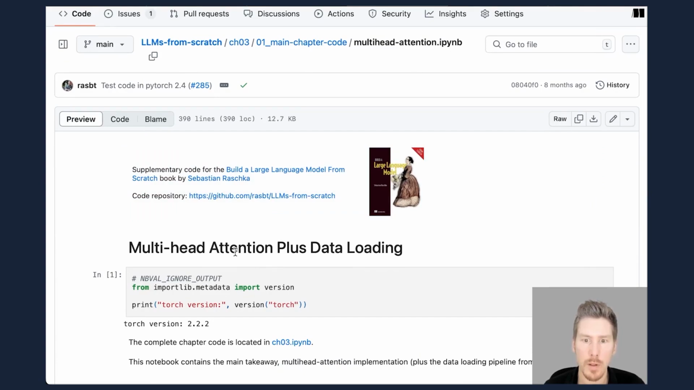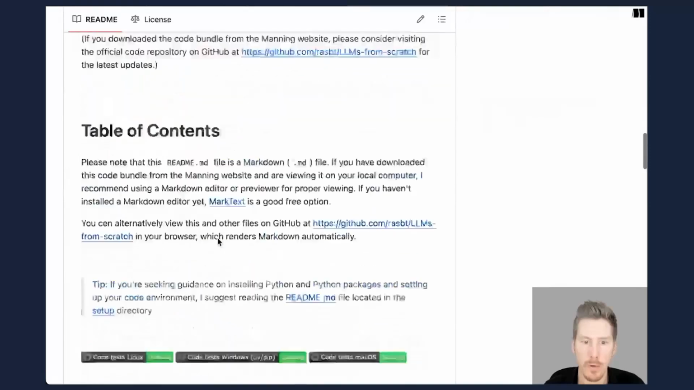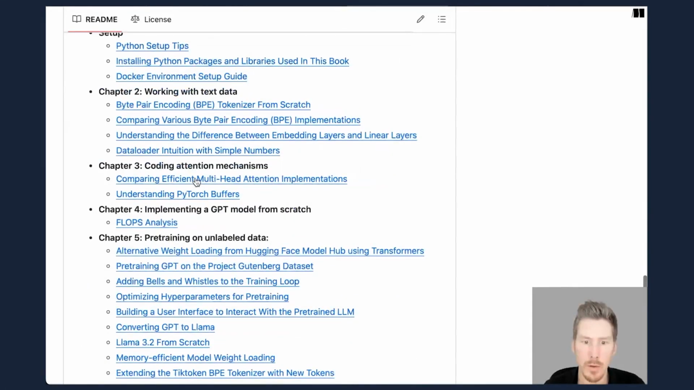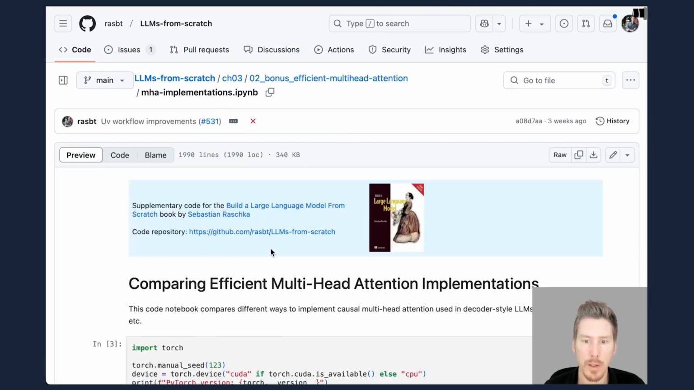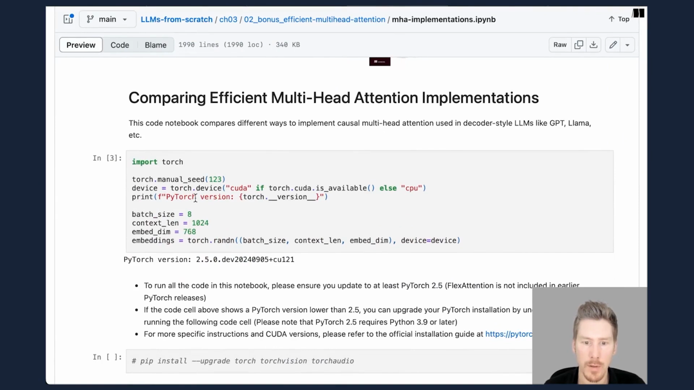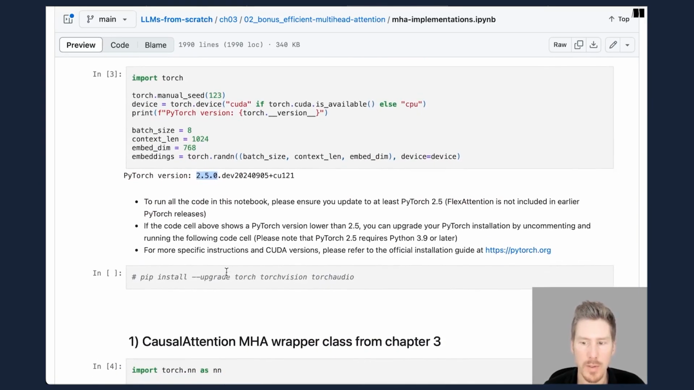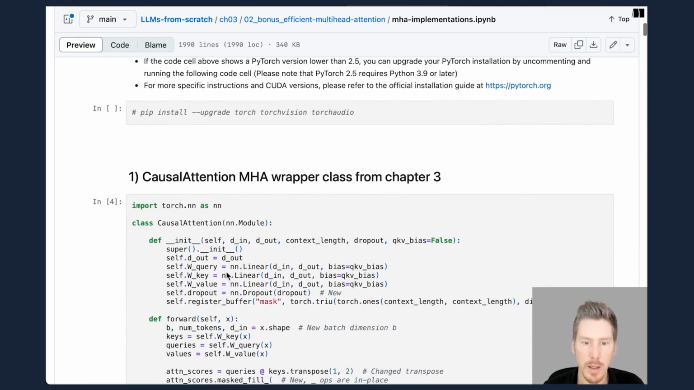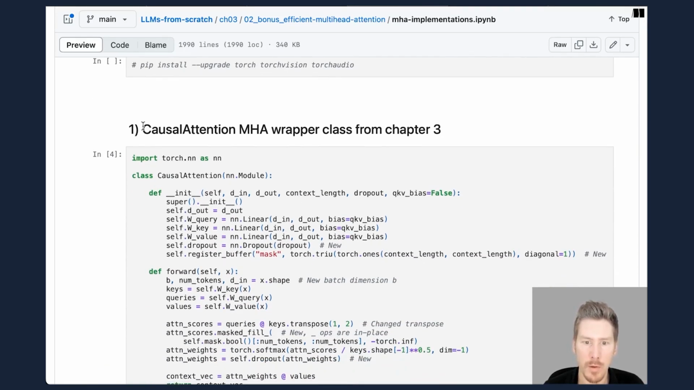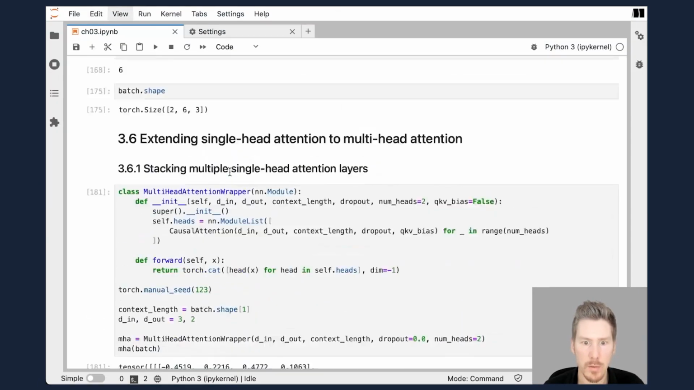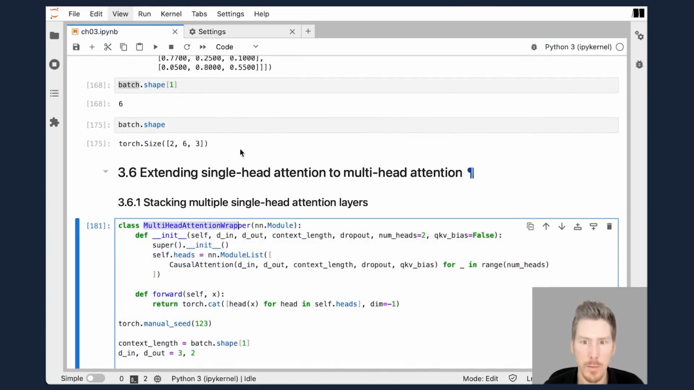So let me just go back. Maybe I've clicked on the wrong thing. If I scroll down, chapter 3, comparing efficient multi-head attention implementations here. There we go. So here, what I have is a notebook where I compare different attention mechanisms. This is based on PyTorch 2.5. Right now, PyTorch 2.6 is out, and it becomes actually even easier. So here I have, for example, the causal attention multi-head attention wrapper that we implemented first. So this would be corresponding to this one.